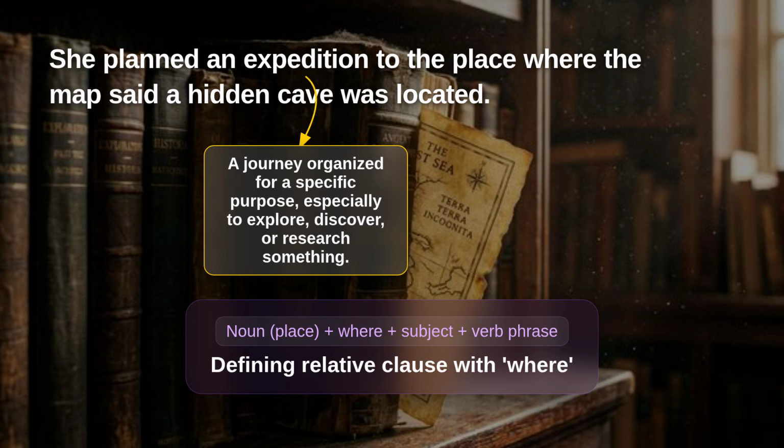This is our fourth relative pronoun in this lesson. You now have a complete set. Can you think of a sentence using where? How about, this is the restaurant where we had dinner? See how natural that sounds?